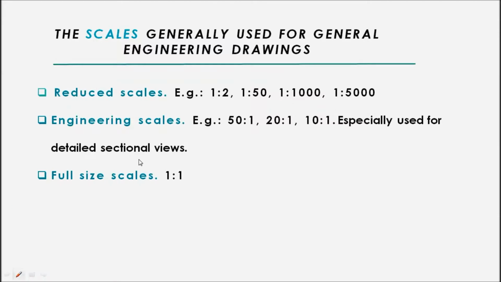These are some of the reduced scales represented here. For example, 1:2, 1:50, 1:1000, 1:5000. What does it mean? For example, if we take 1:50, on the drawing we are showing 50 units of the actual drawing or object. We are reducing it to 1 unit here. That's why we call it a reduced scale.